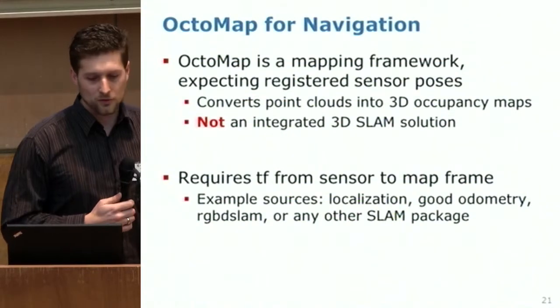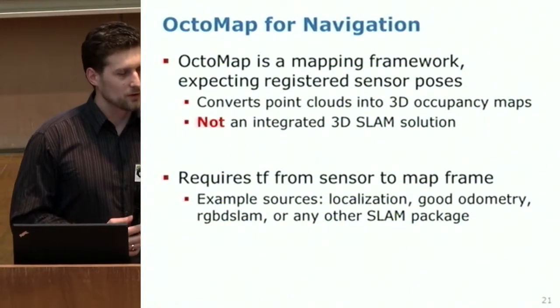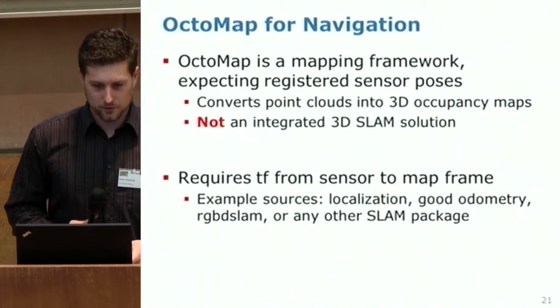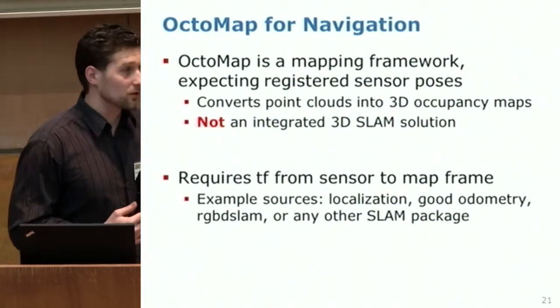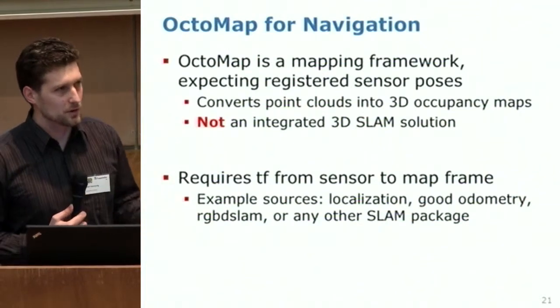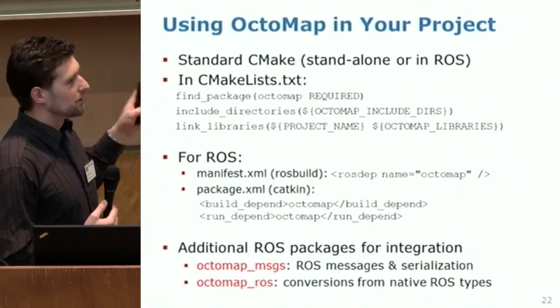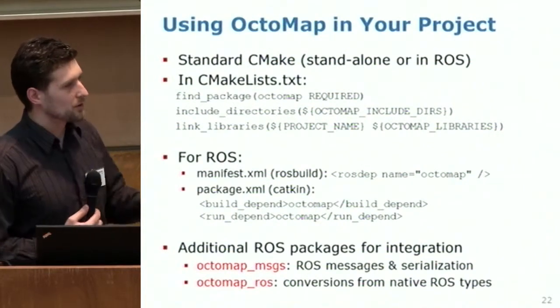Some examples that you can use are, for example, a 2D localization with GMapping or AMCL in ROS. That's been running great on the PR2. If you have a good odometry, then this is sufficient as well. You can use a package like RGBD SLAM, which does the SLAM for you and publishes the poses, or any other kind of SLAM system. So there's really room for more research or more development there.